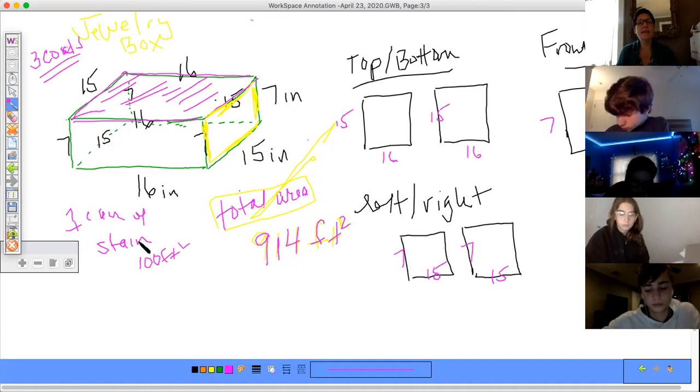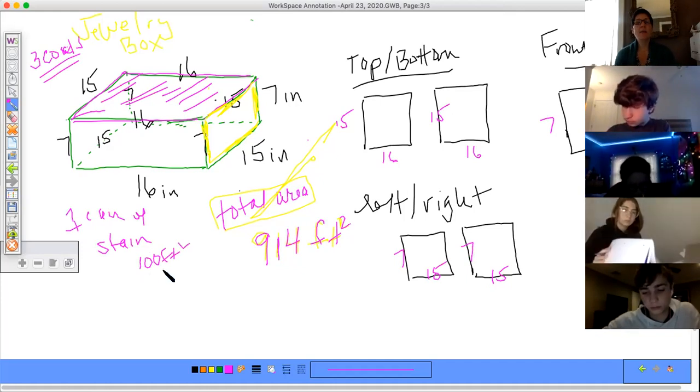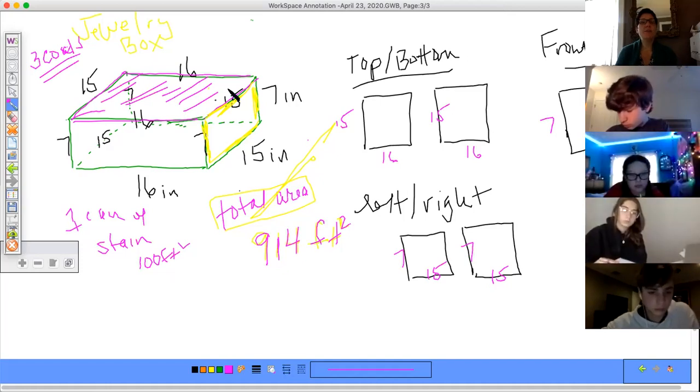Okay? One can of stain will cover 100 square feet. How many cans do you need to buy if you plan on doing 3 coats?